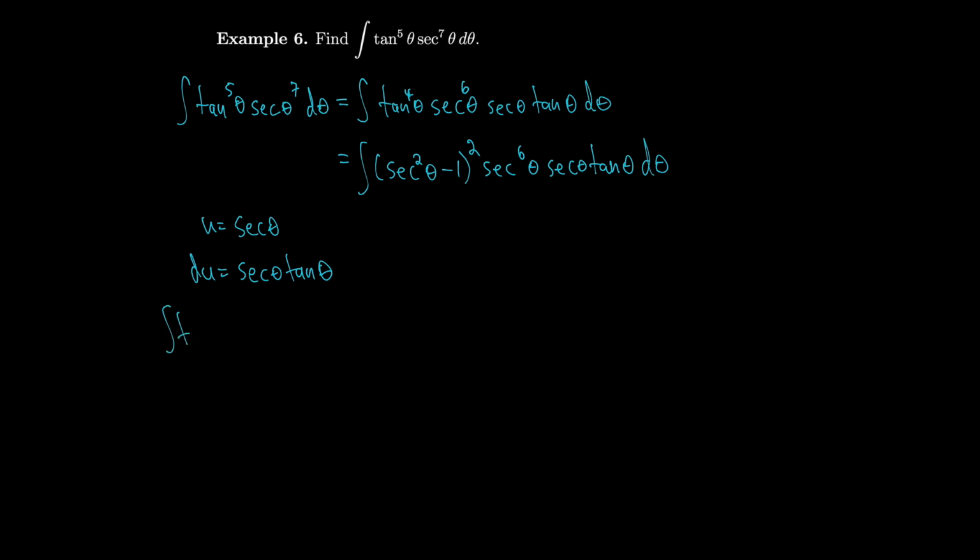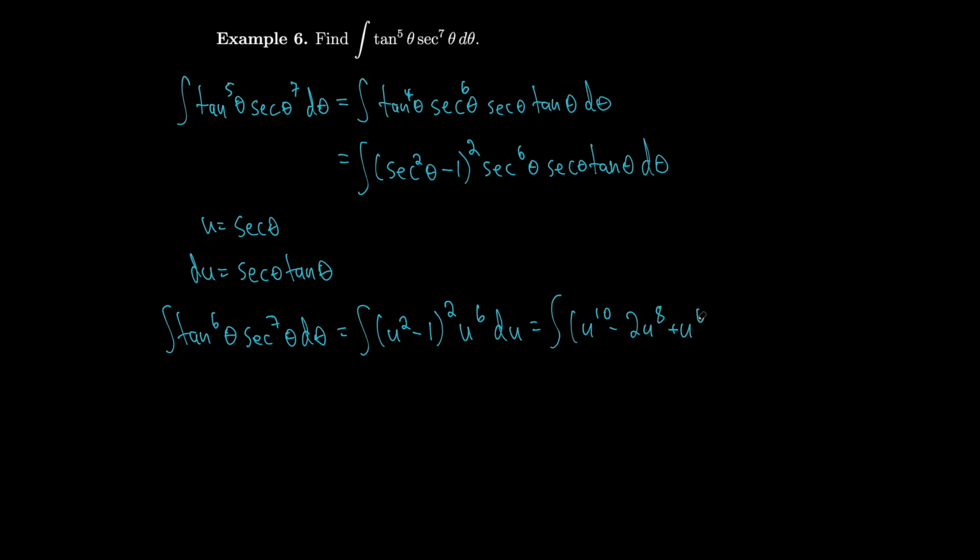So our integral, oh wait, it wasn't x, it was theta. Okay, this was our original integral. Now that becomes the integral of u squared minus 1 squared times u to the 6th. And then this entire thing is just du. Okay, so we have a nice polynomial now, u to the 10th minus 2u to the 8th plus u to the 6th du.